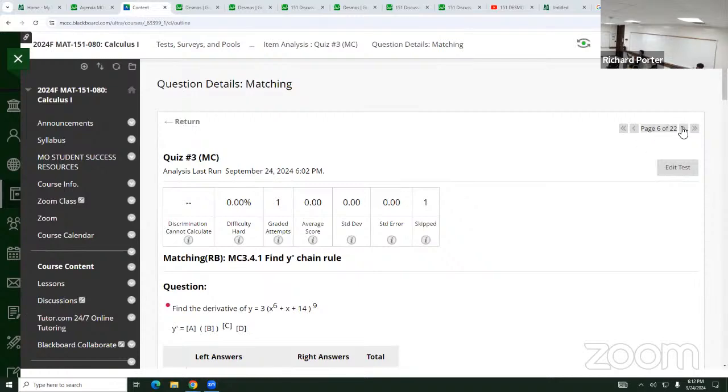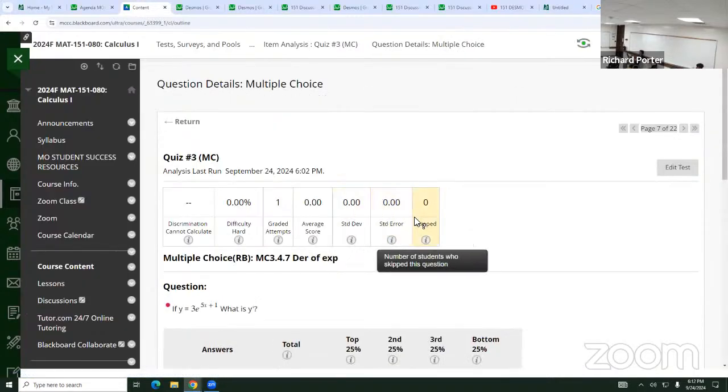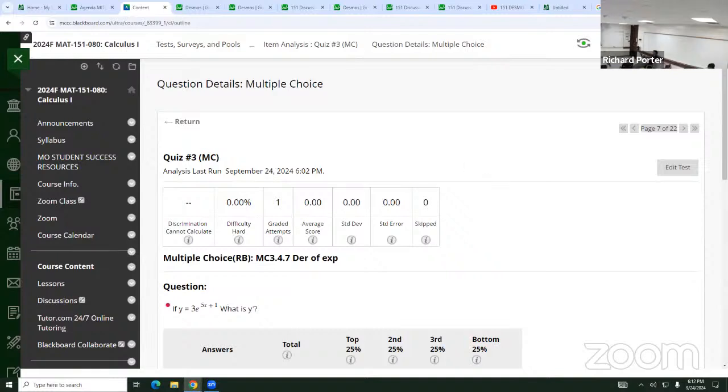Interesting question. What's the derivative of 3e to the something? What's the derivative of e to the something? Derivative of e to the x. The derivative of e to the x. Anyone? It's the derivative of e to the x.